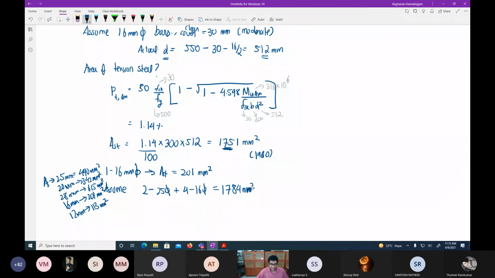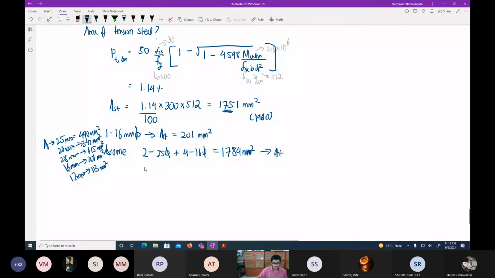So this is why whenever I'm confused, I should probably give it to you people. So you can actually adopt it. This is good enough. It's almost close to 1751. I don't have much of a risk of becoming over reinforced. Okay, so the bars are found. The total number of bars is 6.